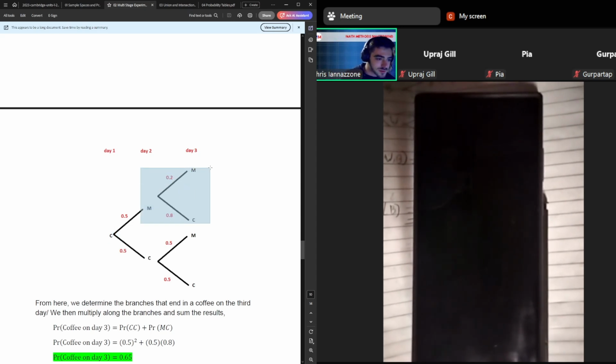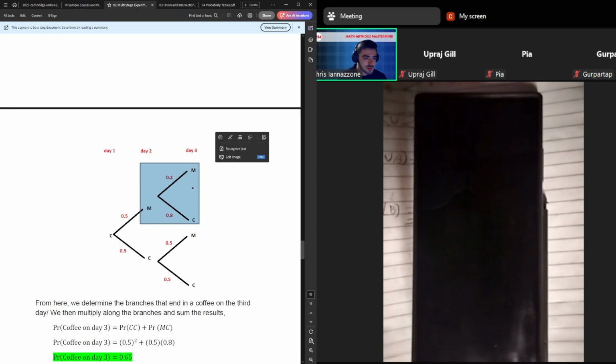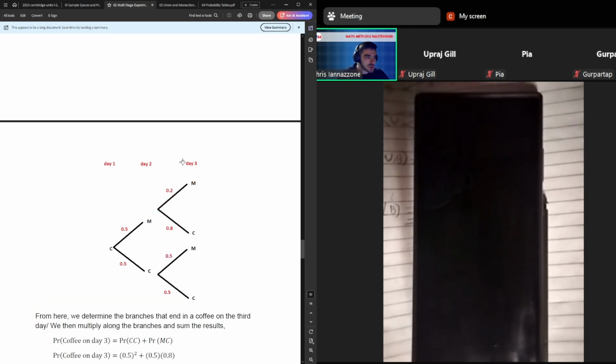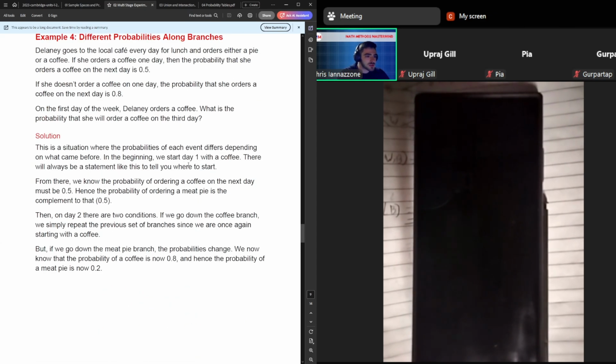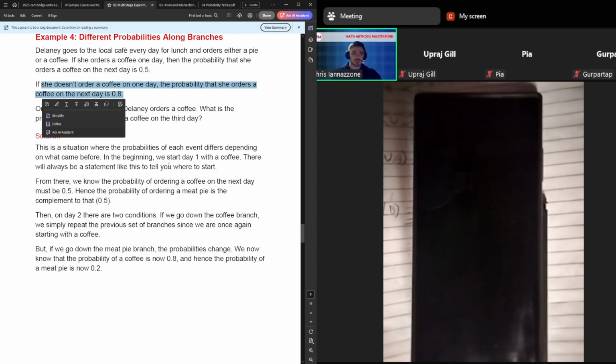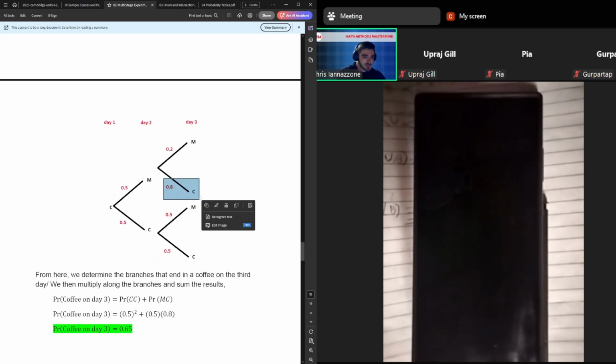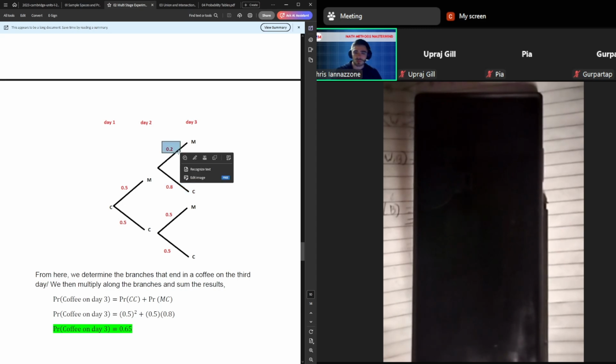What should be different is the M branch, which in this case stood for the meat pie that was ordered. So if a meat pie is ordered, we can assume a coffee was not ordered, because we're told at the beginning she orders either a coffee or a meat pie. That means this statement is going to apply. Coffee was not ordered on the previous day, hence probability of coffee on the next day, 0.8. So our C is going to get a 0.8, and then to make sure everything adds up to 1, that's going to be a 0.2.